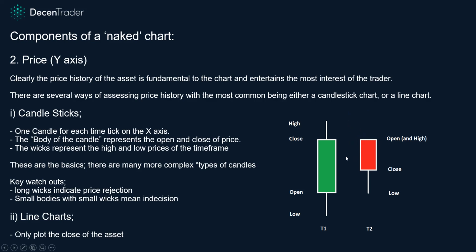What we also have is a line chart. So a line chart plots the close to the close. So in this example we would just simply have a straight line close to close. We'll miss out everything else that occurred in between.